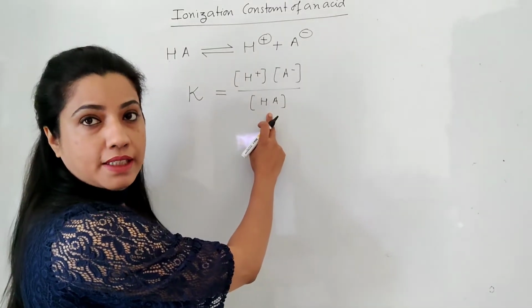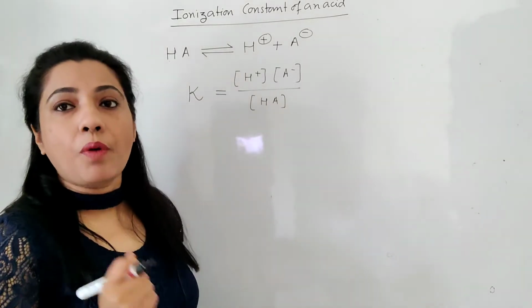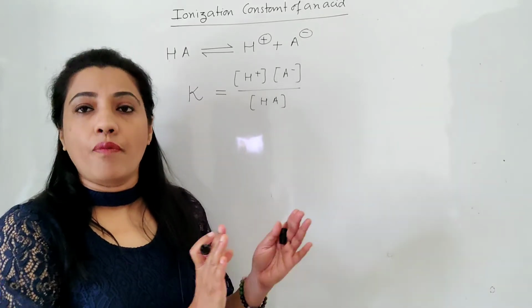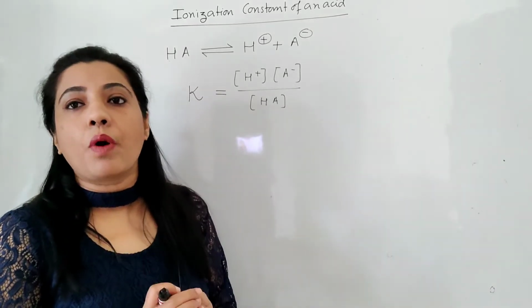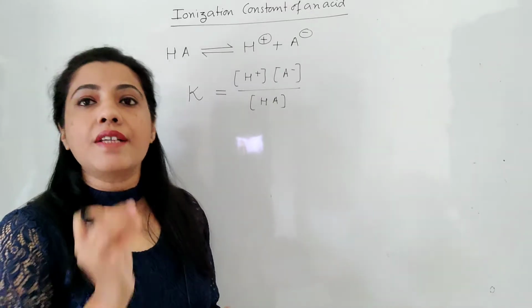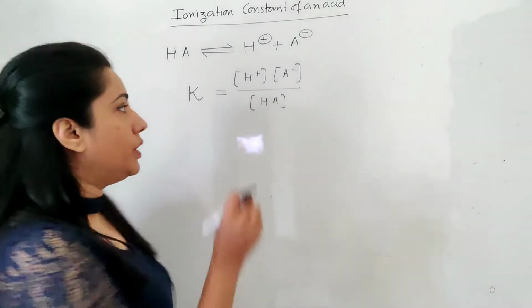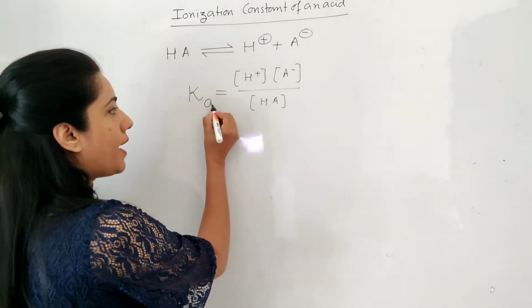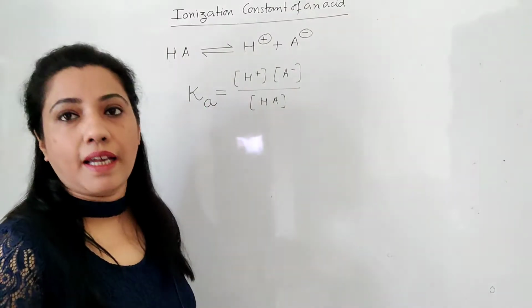Now, this equilibrium constant, when we talk about the dissociation of an acid, is called the ionization constant of an acid. So this equilibrium constant is called the ionization constant, and for an acid it is denoted by Ka.